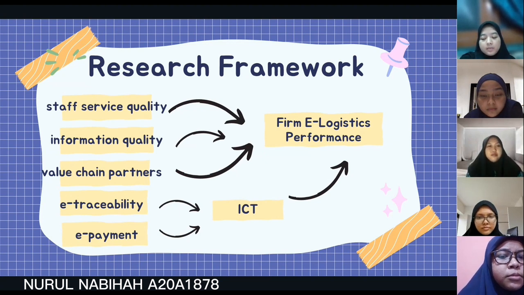The third IV is value chain partner. A supply chain can be defined as a process inside the company that is directly tied to the movement of information, money, service and product from a specific source to the client. Next, I will pass to Diana for the next IV.